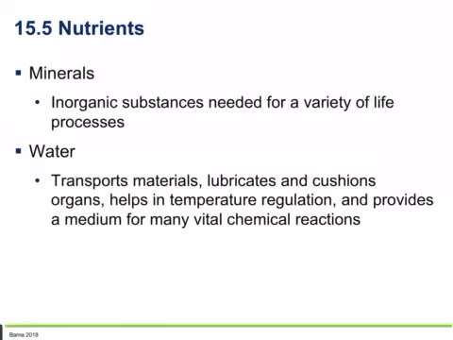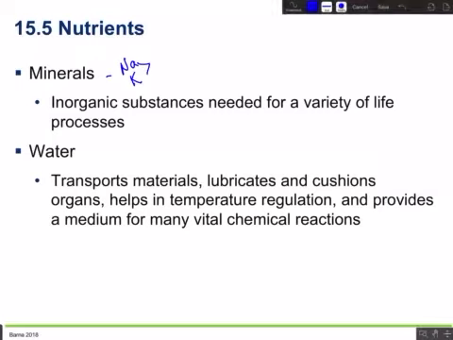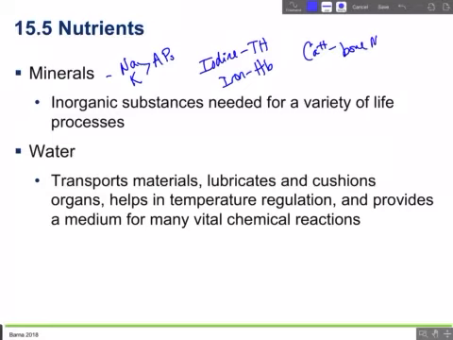Minerals, a lot of these include things like sodium and potassium, which you know are important for your action potentials, your nerve impulses. We have iodine, which is used for thyroid hormone. We have iron, which is used to bind oxygen in hemoglobin. Calcium, which is used for bone metabolism. A lot of different minerals out there that we use in small amounts, but they are involved with a lot of processes in the body.